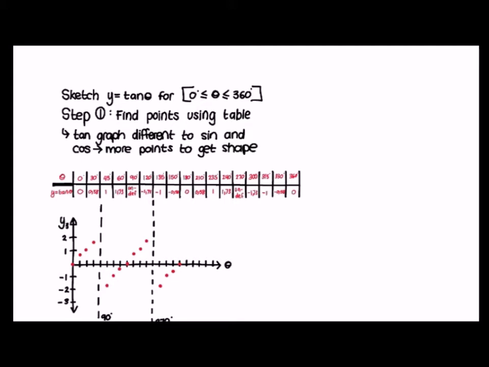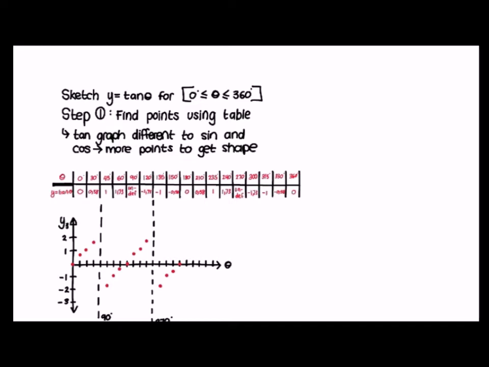plotted the points. The only thing is, you can see for some of the points, for example, when theta is equal to 90, then y equals tan theta is actually undefined. The same for theta equals 270. Don't stress about that, it just means that there are no points for y equals tan 90 and y equals tan 270, which is why I have those dotted lines there, and we'll discuss that a bit more later.